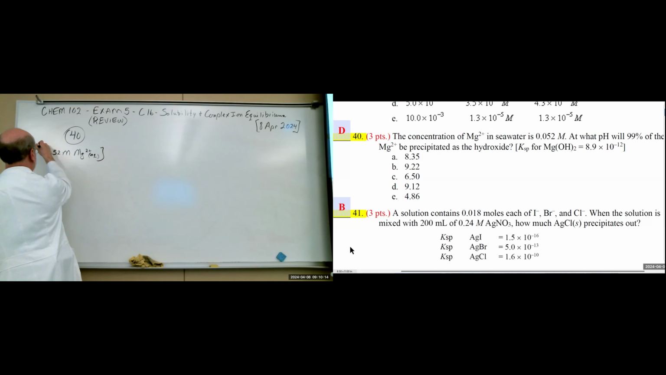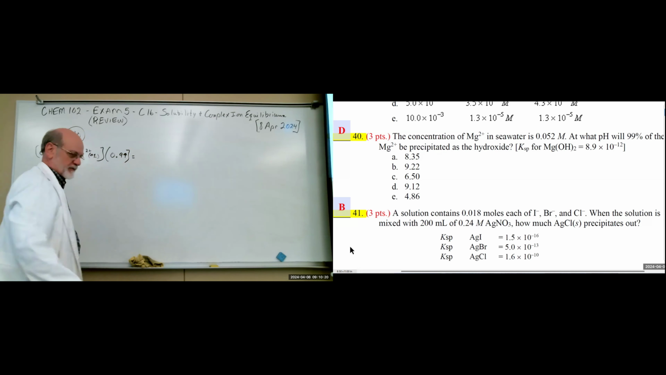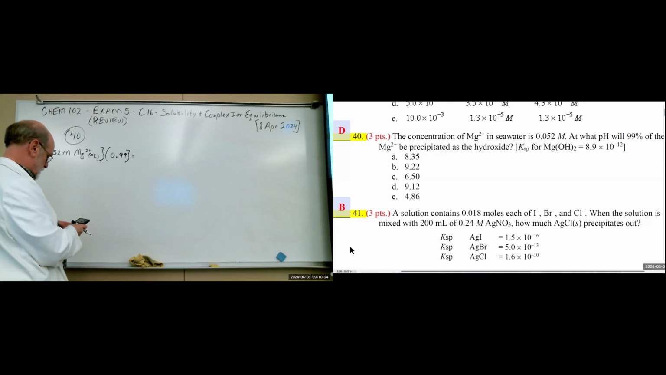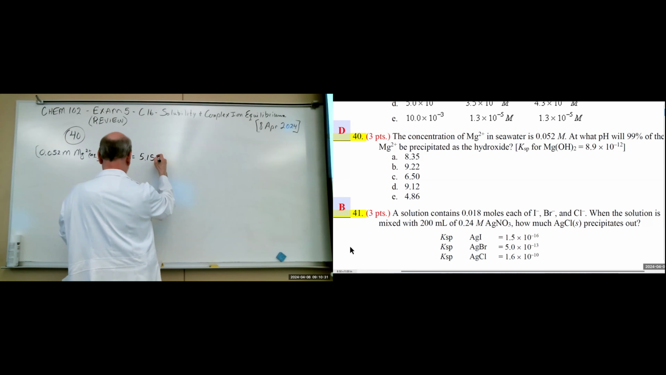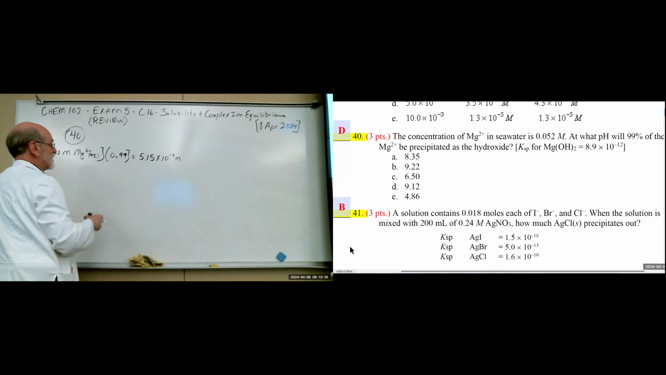So why don't we go ahead and multiply by 0.99 and find out what that concentration is. 0.052 times 0.99. So this is 5.15 times 10 to the minus 2 molar. We want to take out that much.